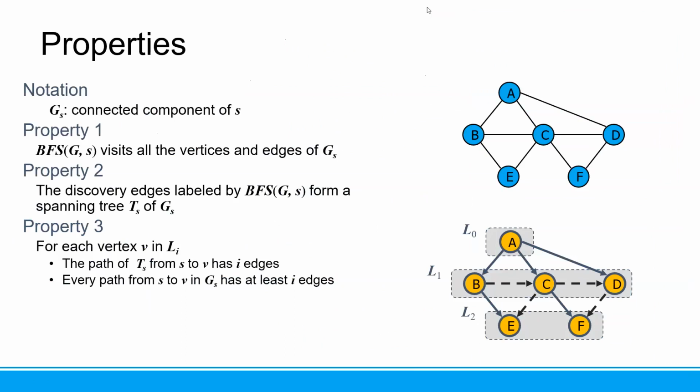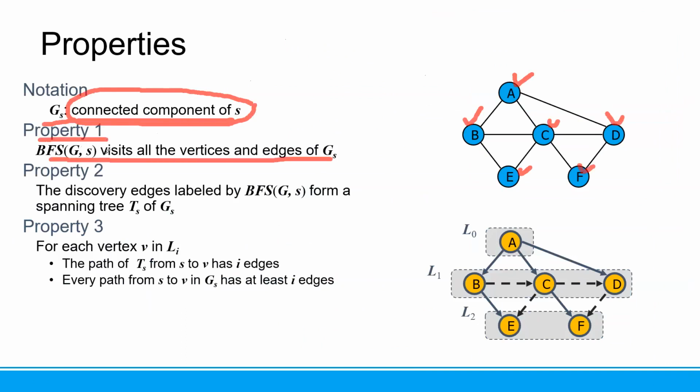So in the BFS, we know that we have G, the connected component of S. The connected component means every node is connected. And then the property of the BFS, property one, means the BFS on GS will visit all vertices and edges of the GS. So every vertex will be visited.